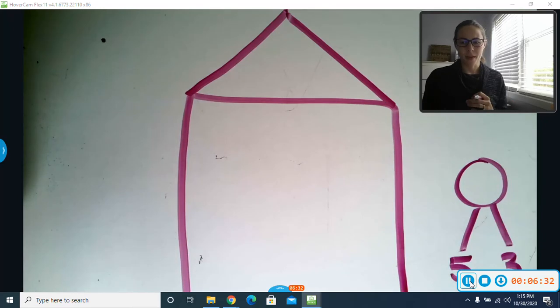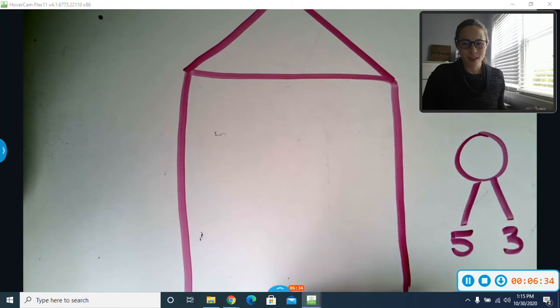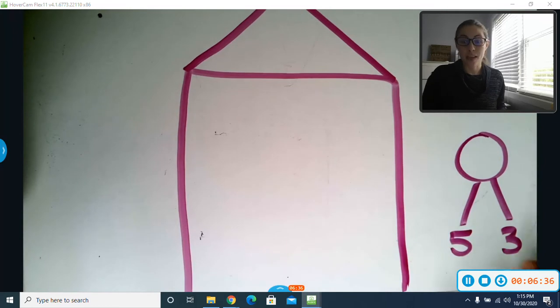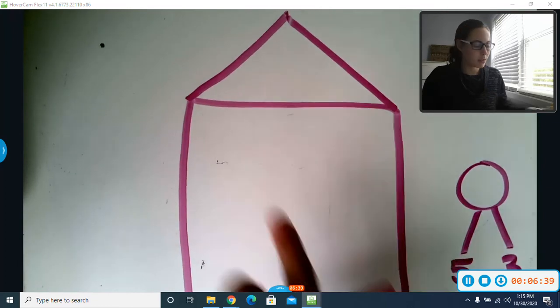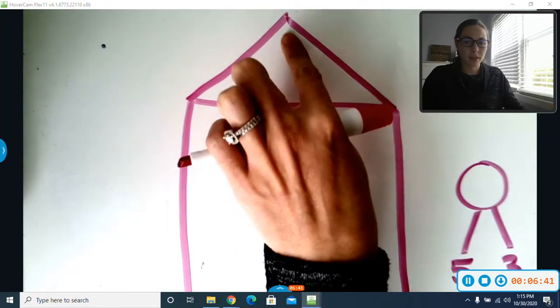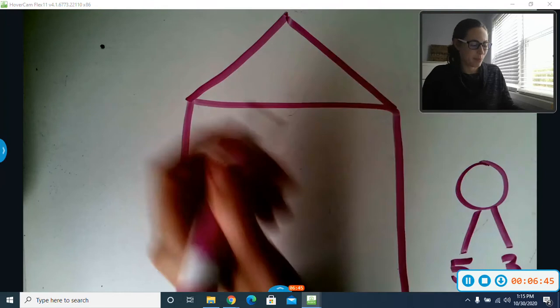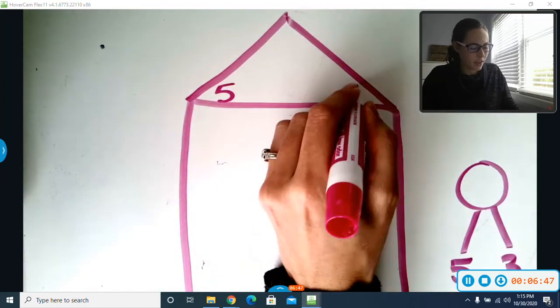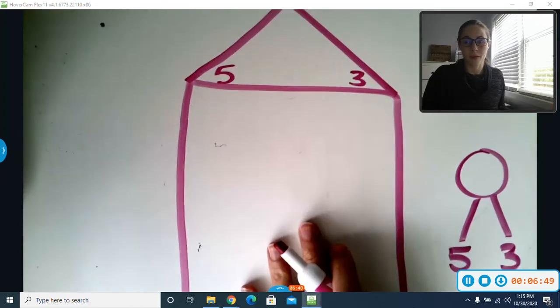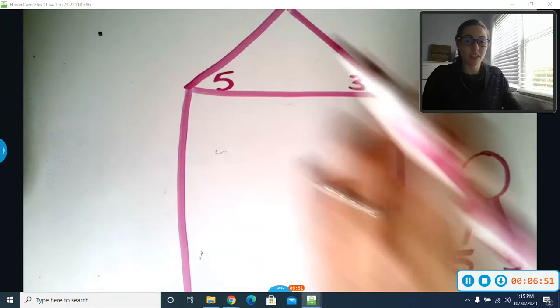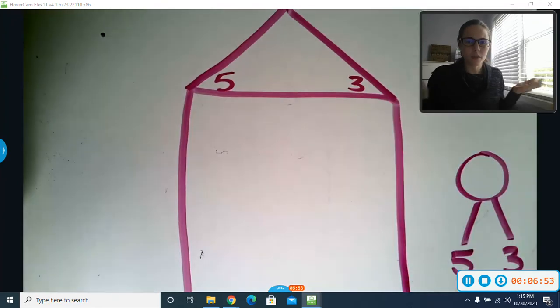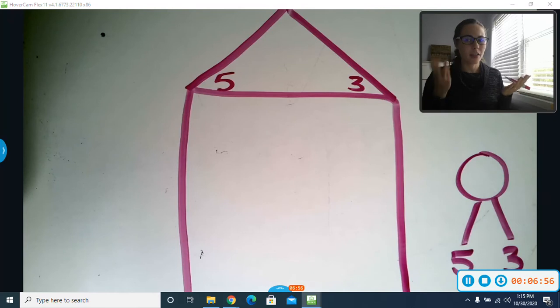My parts, hopefully you can see them, are 5 and 3. So, do you remember where we put our parts in the roof? Do we put them at the top or in the bottom corners? We put them in the bottom corners. Good. 5 and 3. Now, this is the challenging part. I didn't give you the whole number this time. What would my whole number be if I have 5 and 3 more?